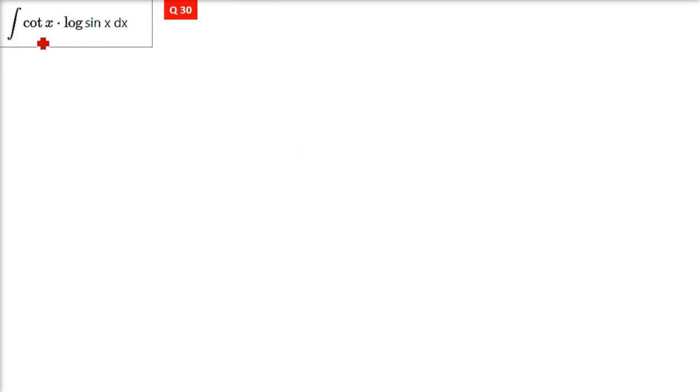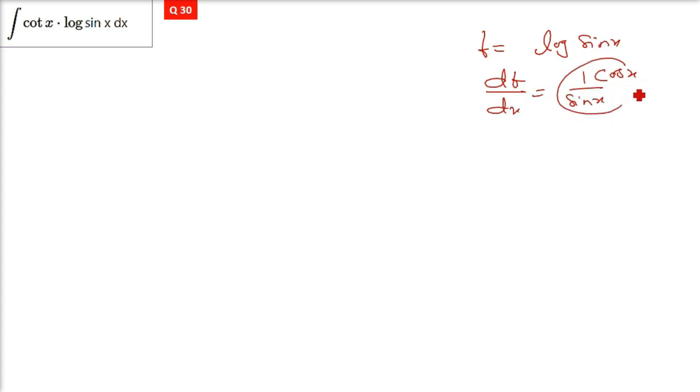Next, integration of cot x into log sin x. So log sin x will directly give you cot x. So we'll take t as log sin x. dt by dx will become, this will come in the denominator, sin x, and the derivative of sin x will be cos x. So this will be cot x. dt will be cot x into dx.